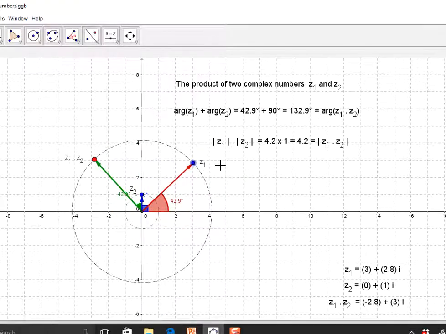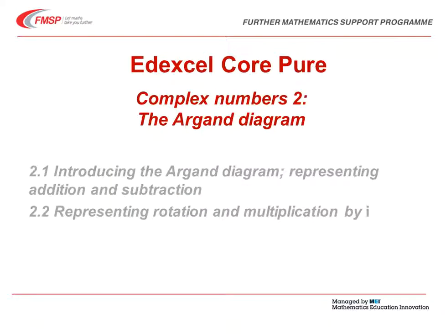So that's a nice demonstration of what we've just been looking at. So that's the end of this section on complex numbers, looking at the Argand diagram.